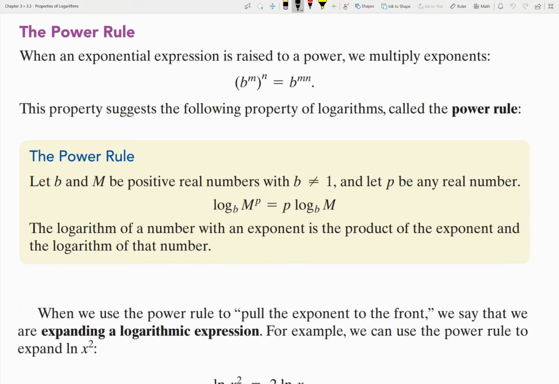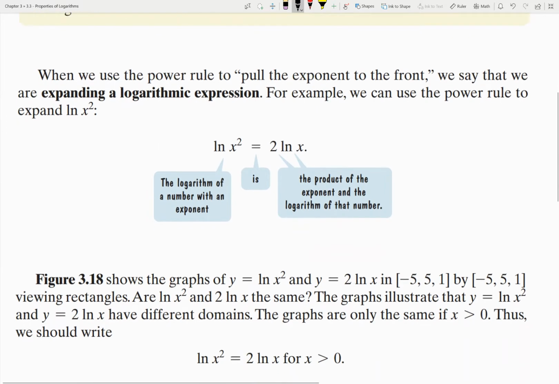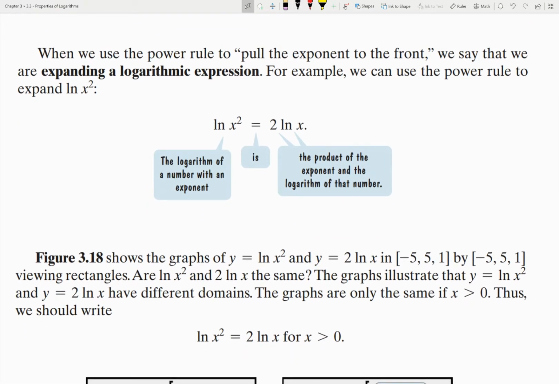So notice what's happening here. When we have positive real numbers, with b not equal to 1, and p is any real number, we're taking this p and pulling it to the front. This is a power to a power. The logarithms are exponents, so it is an exponent to another exponent power, and we can multiply those two things together. So the logarithm of a number with an exponent is the product of the exponent and the log of that number. You can use this to pull the exponent to the front.